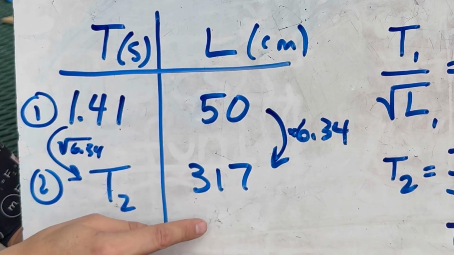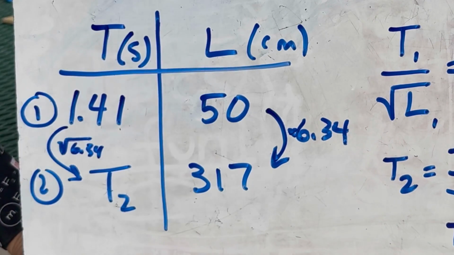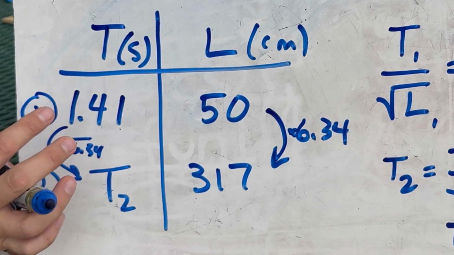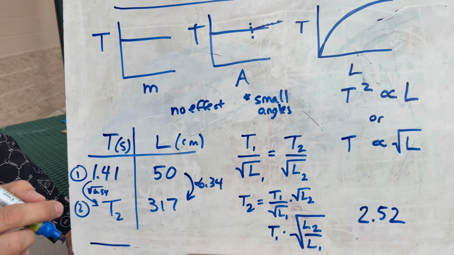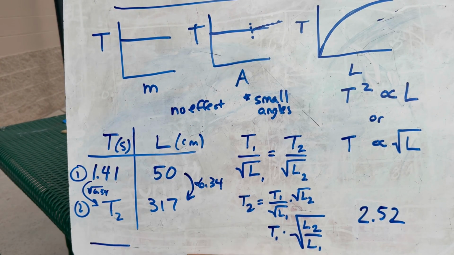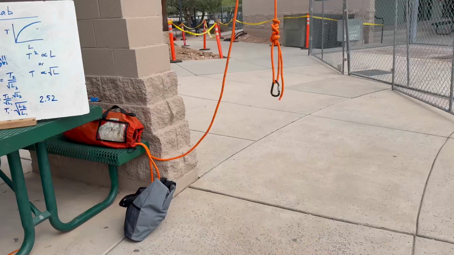So this is 6.34 times more. So take the square root of 6.34. We found that was approximately 2.52. We're going to multiply that by 1.41, and we get our estimated time. Comparing that to our time, we should see how close we get. Let's find out what that is. 3.55 seconds. What do we get?